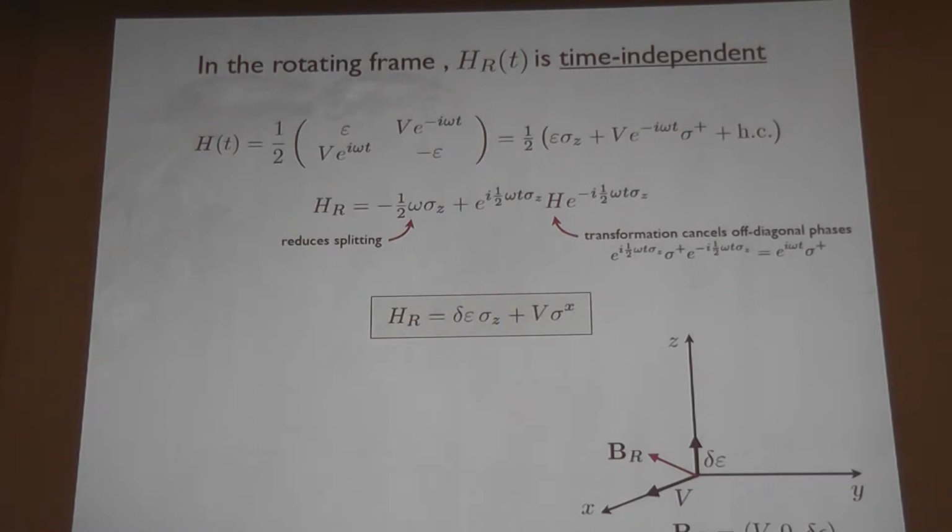And in the geometrical picture of this whole thing, that just corresponds to some effective field, which is now in the xz plane. And the z component, instead of being epsilon, the original one, is this reduced splitting, this detuning, and then the driving strength, v, is the x component. All good?